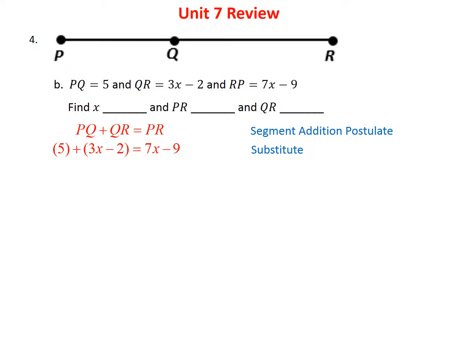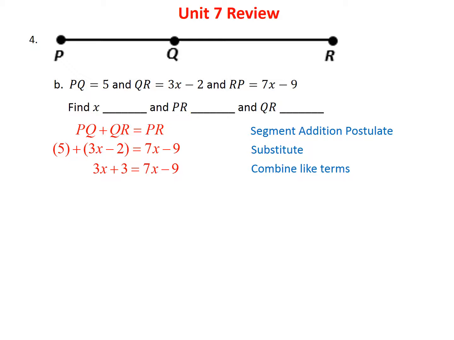PQ is 5, QR is 3x minus 2, and RP, or PR, notice that you can write the segment either direction there, is 7x minus 9. So let's start by combining terms. We can only combine terms on the left side. 5 minus 2 is 3, so we have 3x plus 3 equals 7x minus 9.